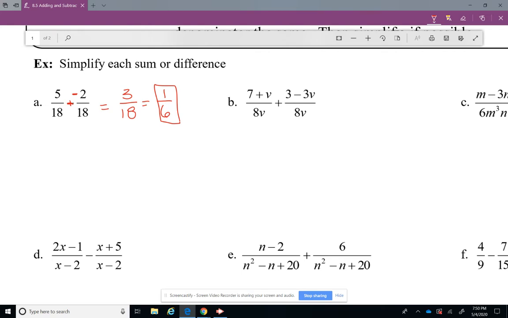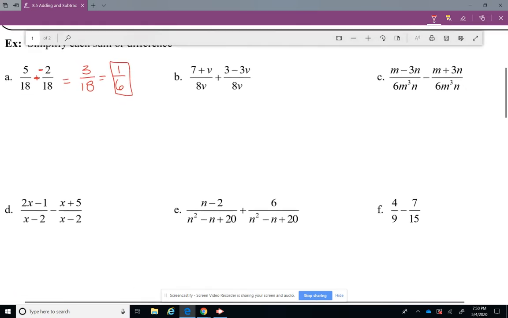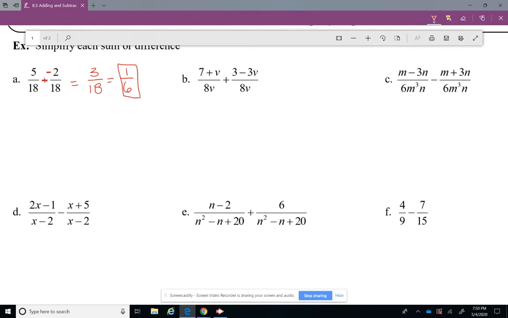All right, let's go to B. If you're looking at those, they have the same common denominator as well. So there's a plus sign in between.